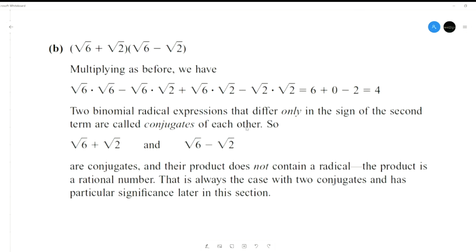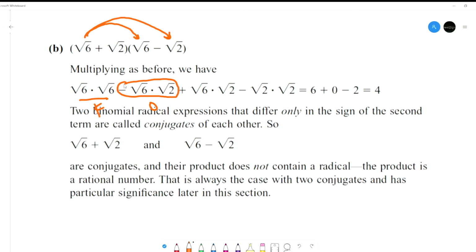So as you can see, we FOIL, right? When you FOIL, you get radical 6 times radical 6. That's here, right? It's my F. And then radical 6 times minus radical 2, right? So that's my outer right here. And then radical 2 times radical 6. So that's positive, right? That's my inner. And then my last, right?